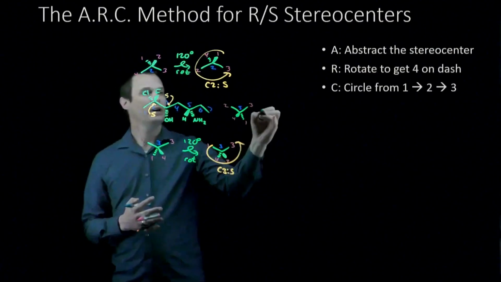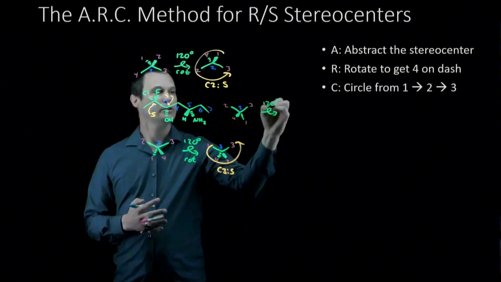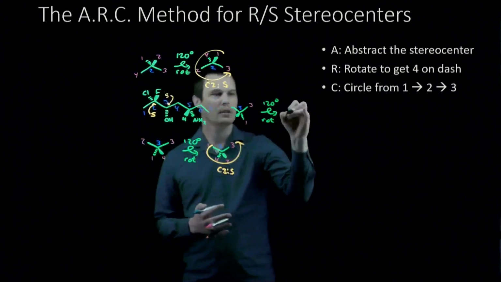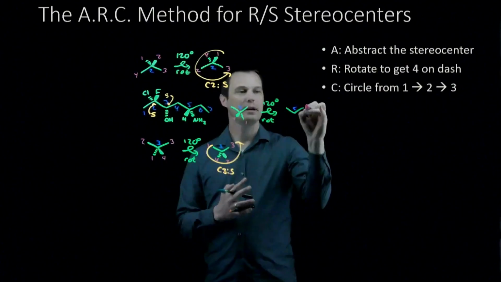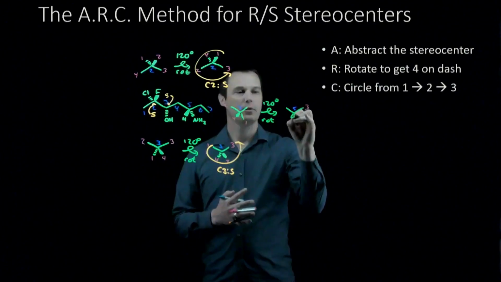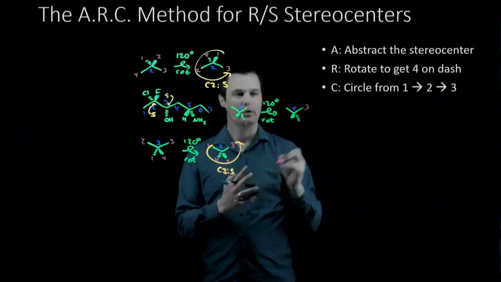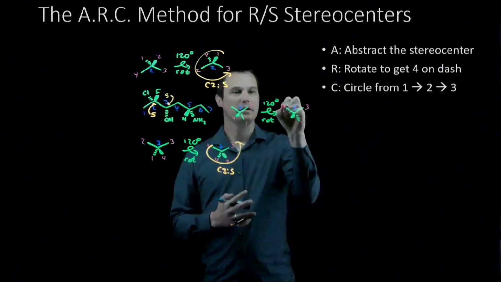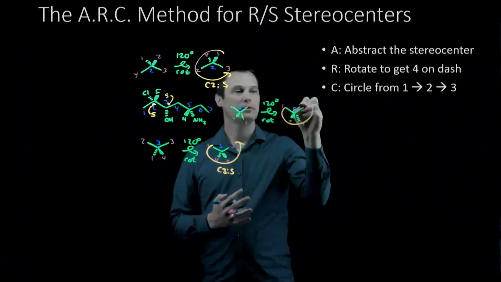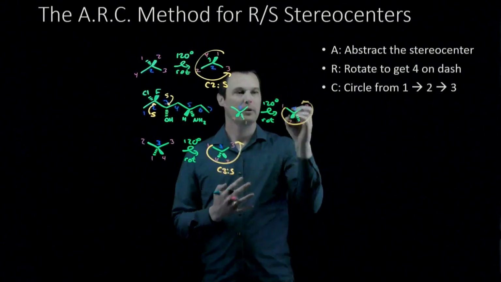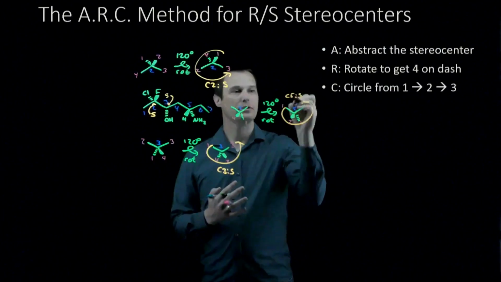Number 4 is on the wedge, so we can do the 120-degree bond rotation to bring it on the dash. Keep all the sticks in the same place. This is carbon number 5. I'll hold 3 constant, and I'll rotate number 4 to be on the dash. When number 4 is on the dash, that rotates 1 to be in the plane and number 2 to be on the wedge. 4 has served its purpose. Now I can circle from 1 to 2 to 3. This is also a counterclockwise circle, so carbon number 5 is also S.